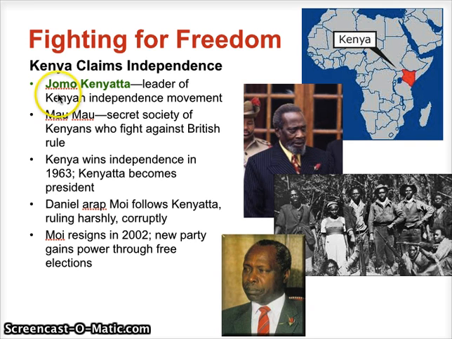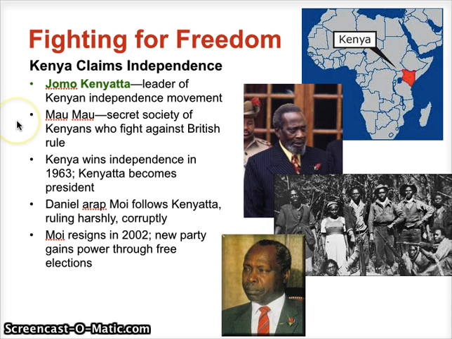And the first is this man, Jomo Kenyatta. Jomo Kenyatta was the leader of the Kenyan independence movement. And he actually had very good intentions for Kenya. We also have the rise of a rebel group called the Mau Mau. This is a picture of the Mau Mau right here, as you can see.